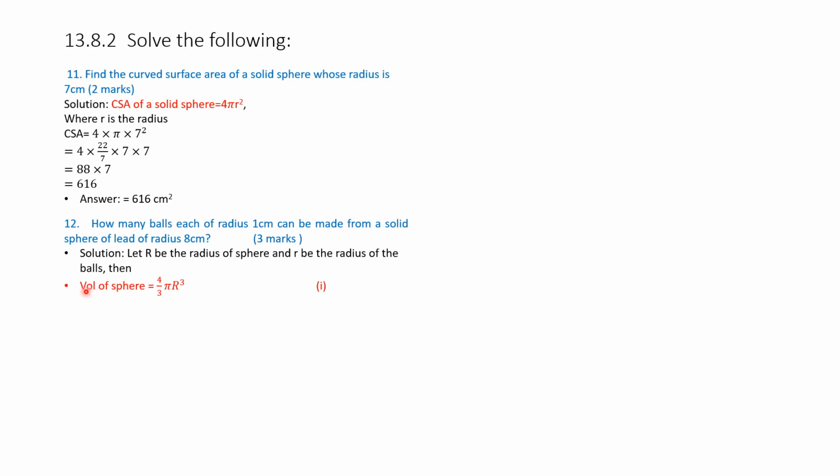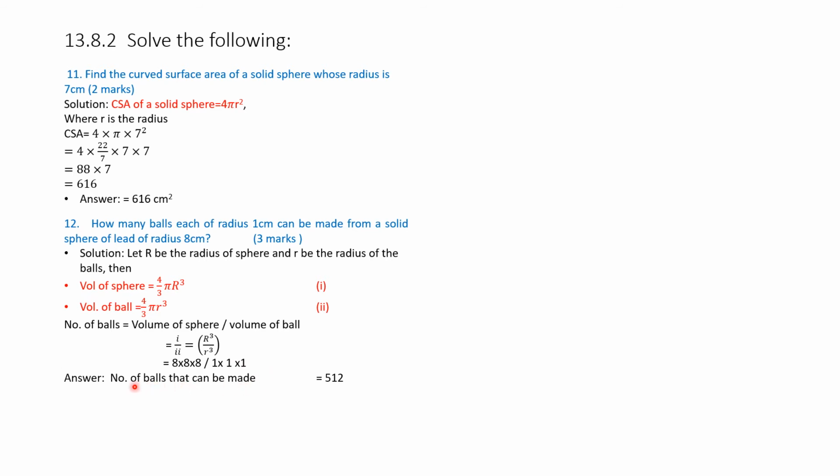Therefore, we know the formula. Volume of the sphere is equal to 4 by 3 pi capital R cube. And the volume of the ball is the same formula, but the radius is different. Here, the radius is small r. 4 by 3 pi into small r cube. Therefore, the number of balls is equal to the volume of the sphere divided by the volume of the ball. Therefore, equation 1 by equation 2 is equal to capital R cube divided by small r cube. Capital R is 8. So, R cube is 8 into 8 into 8 divided by small r cube, which is 1 into 1 into 1. Therefore, simplifying, the number of balls that can be made is equal to 512.